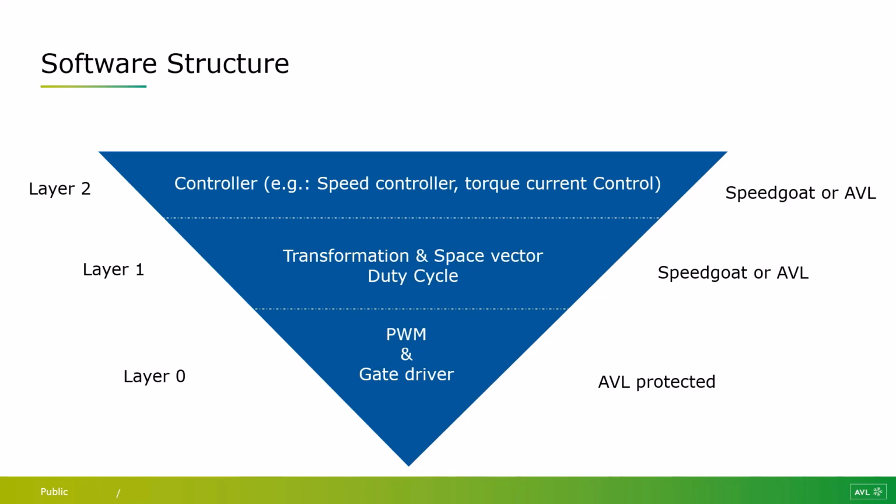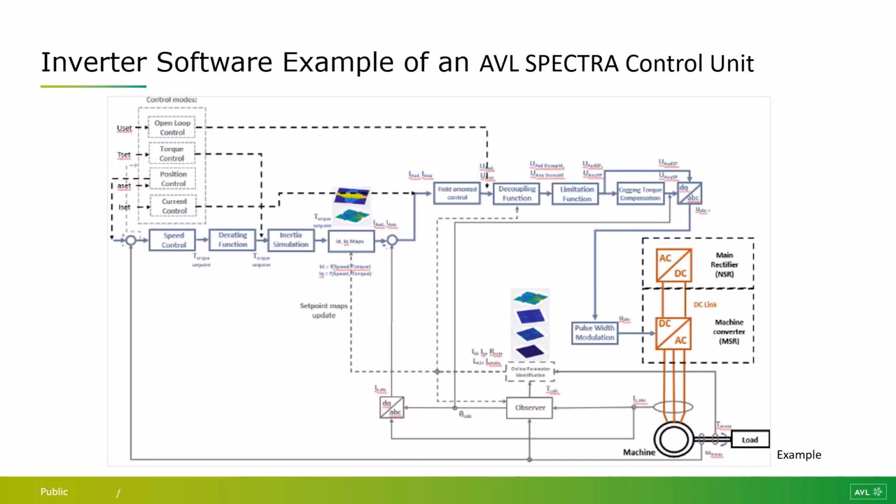Layer 2 can be switched off independently of layer 1. In this case, only the controller in Spectra is switched off and can be moved to Speedgoat. This flexible layer concept helps us to try out your own ideas quickly in a structured way. Here's an example of a motor control software that runs entirely on Spectra.